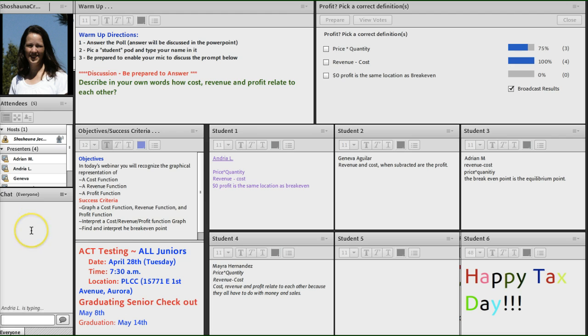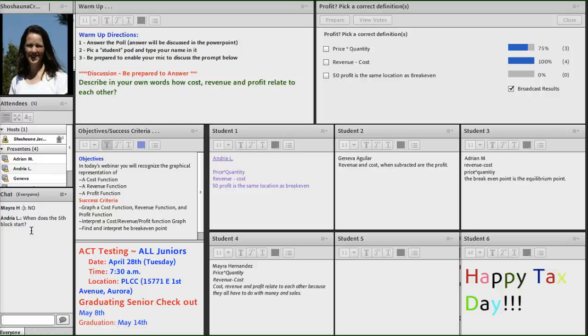Okay, so the poll, like I said, we will discuss the poll as we get into the webinar more. And then we're going to look at what the students have put for the discussion question. Discussion question is describing in your own words how cost, revenue, and profit relate to each other.